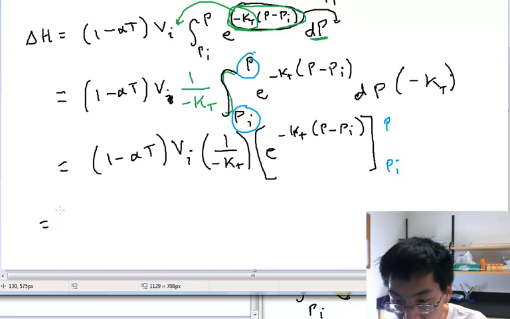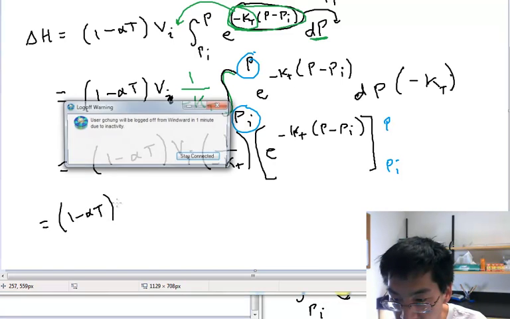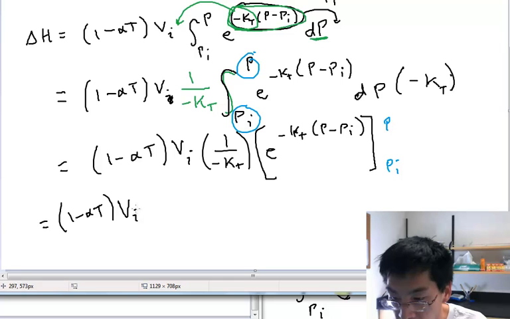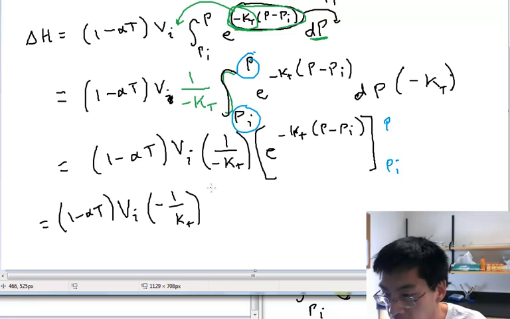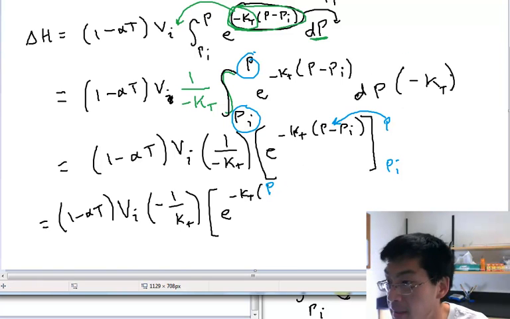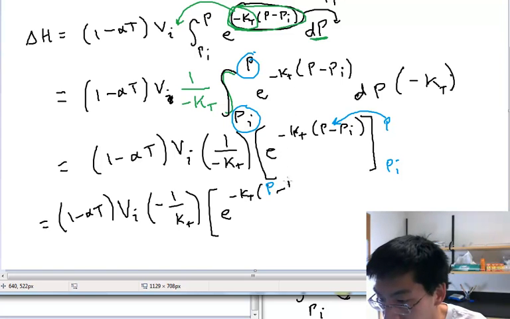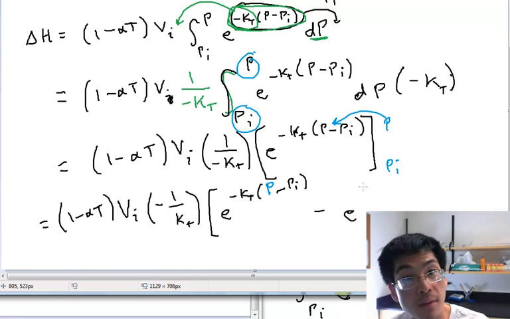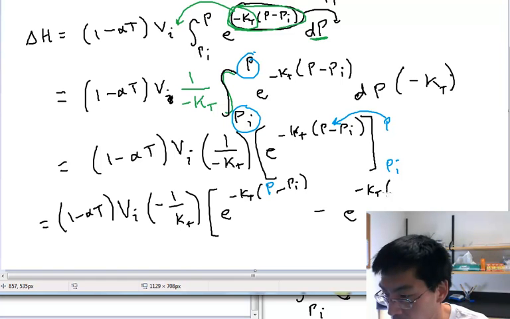My favorite step in integration, because that's the easiest step. All right, so 1 minus alpha t doesn't affect anything. Vi is a constant. This is also a constant, kappa t. And then here we have e to the minus kappa t. Okay, so I substitute the p in for p first, right? So it's p minus pi, and then minus e to the, you see what I'm doing? This is just the fundamental theorem of calculus, right? Integration.